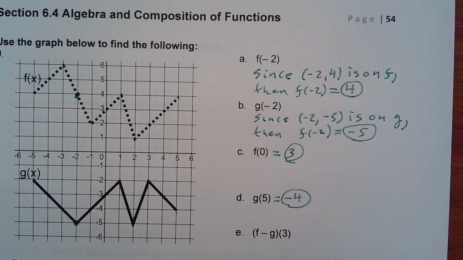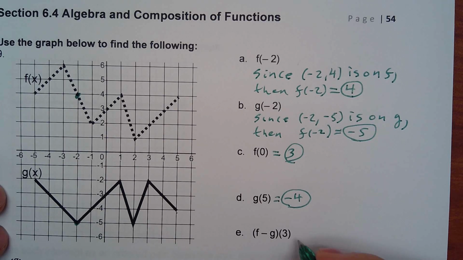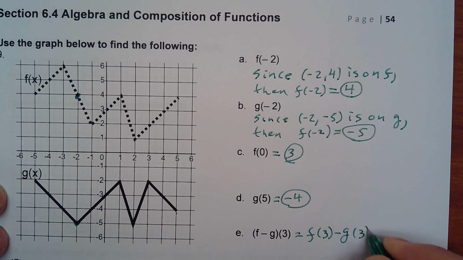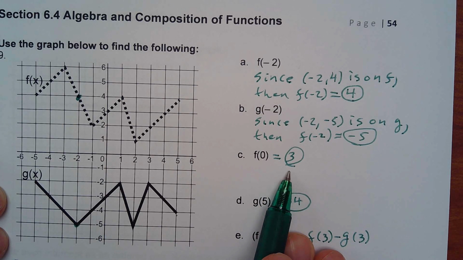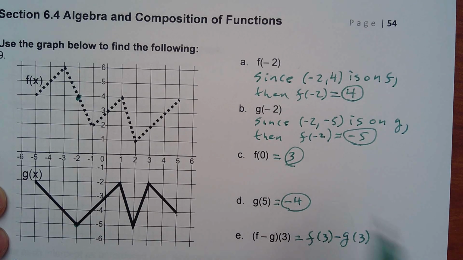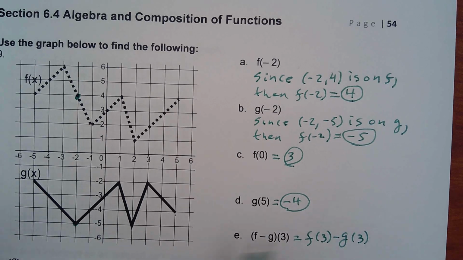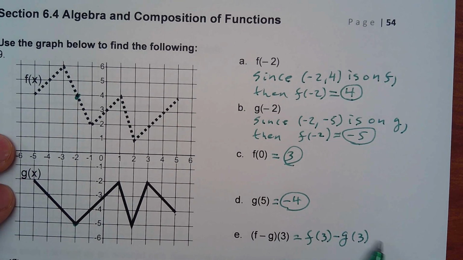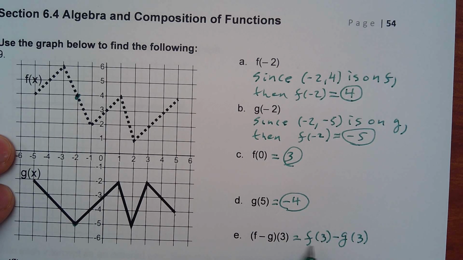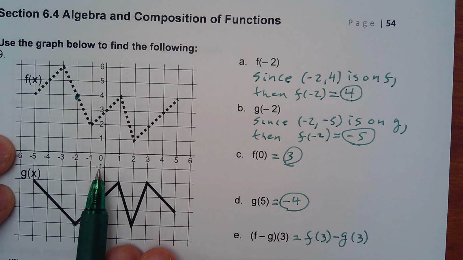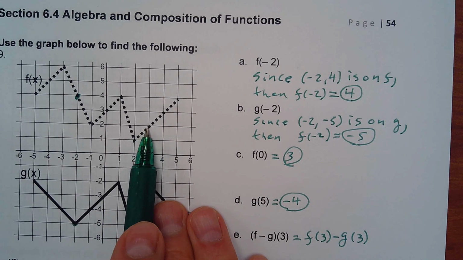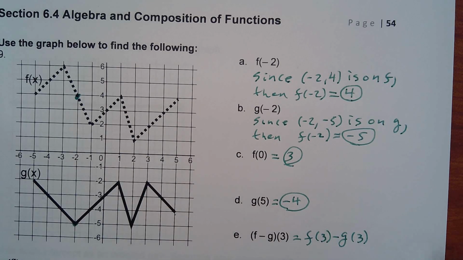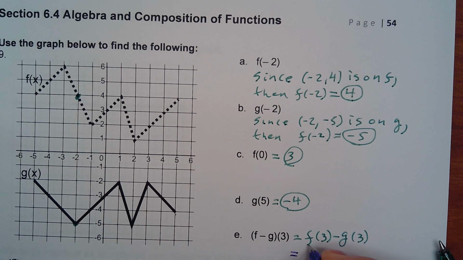Now let's do some algebra of functions. So this is f of 3 minus g of 3. Well, we already found f of 3 up here. My bad. I don't know what I'm thinking about. Never mind. Having a brain malfunction there. So let's do f of 3. I think I was thinking about a previous example. So we're looking at x equals 3. My f value here is 2. So this is going to be equal to 2.